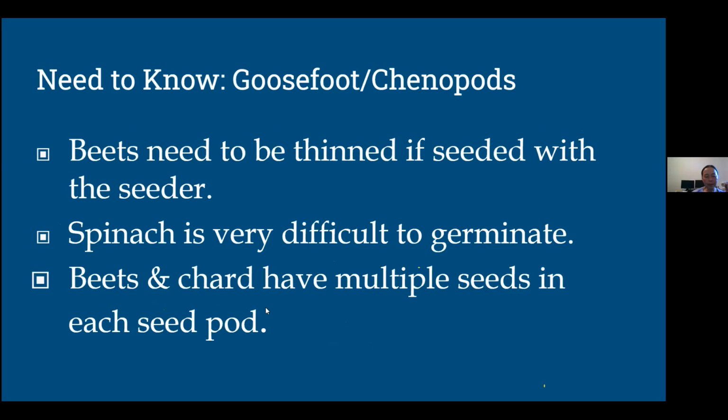So, some need-to-know basics. Beets will need to be thinned if seeded with the seeder, so again, just thinning them out so that there's enough space for them to grow and to get some good airflow. And like I was mentioning, spinach can be kind of difficult to germinate. They do need cooler, looser soil to germinate. You can transplant them if you want, but I think it's better to direct seed them, because they're quick germinators once they do germinate. Beets and chard have multiple seeds in the seed pod. That's interesting.